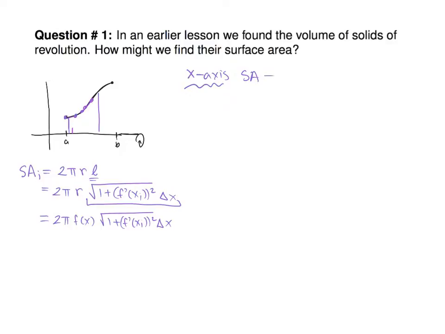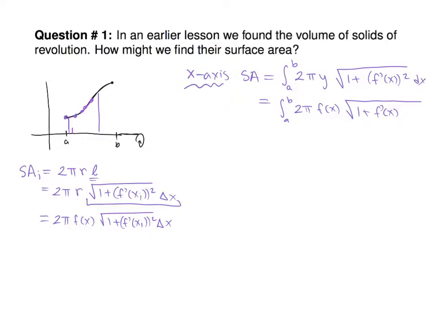the surface area is equal to an integral from A to B. I'm going to write this two ways. 2 pi y root 1 plus f prime of x squared dx, or A to B 2 pi f of x. Why don't you pull it to 2 pi? Which you can totally do that. There's no reason I didn't. It just happened.